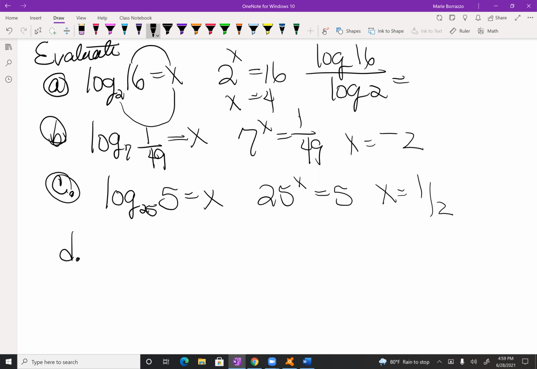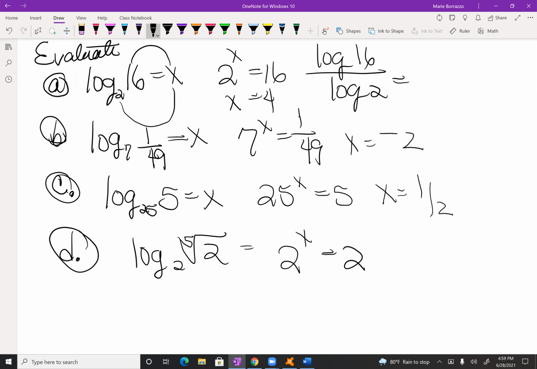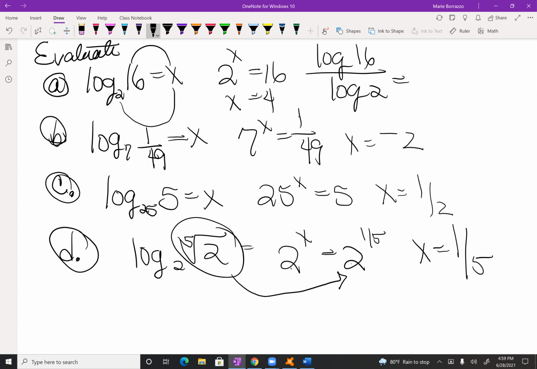Okay, and in part D, they're giving us log base 2 of the fifth root of 2. That means 2 to what power is equal to 2 to the 1/5, which is the equivalent of this. Those are the same. Because you have the same base, that means x equals 1/5. It's one of those properties.